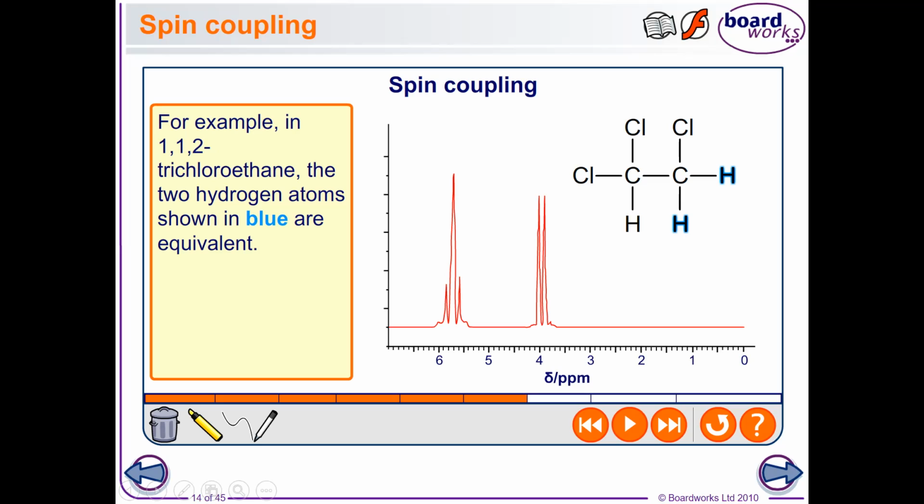Okay? Also, you'll notice there are 2 chlorines attached to this carbon, 1 attached to that one. So you'd expect this hydrogen to be further downfield anyway, so it's working beautifully. Okay? They call these peaks, by the way, doublets, triplets, quartets, quintets, and so on.